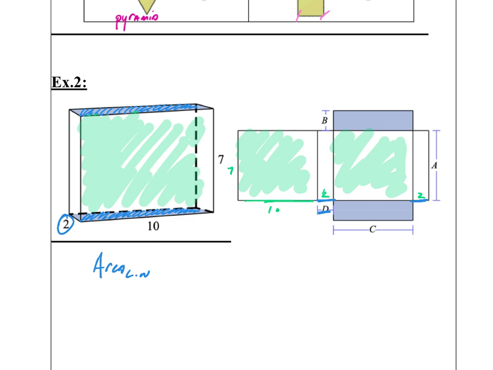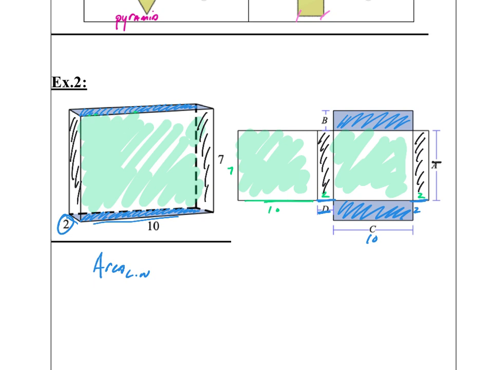And so if we looked, we said that the blue ones, that's going to be these, right? And so those are going to be 2 by 10. So this is 10, this is 2. Okay, and then we have this side here and this side here. And so that's going to be these. Okay, so that's 7 tall, and that's 2 wide.